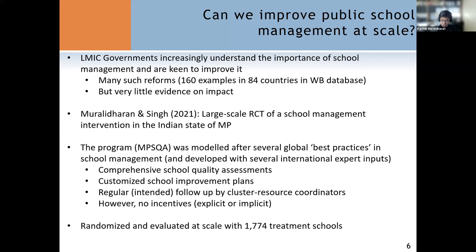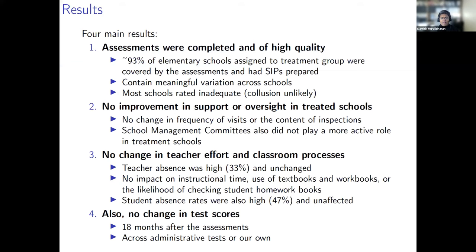And so what happens? It was really quite illuminating. The first thing that we see is that the assessments were completed, and they were high quality assessments. 93% of the schools that were assigned to the treatment group had done the assessment and had their school improvement plan prepared. There was also meaningful variation across the schools, so it's not like there was collusion in the reports. And most of the schools, in fact, were rated in teaching and learning as being below standards, which we know is true from other field data.